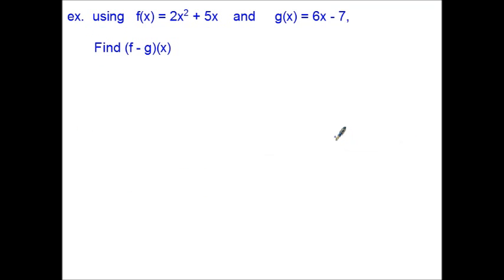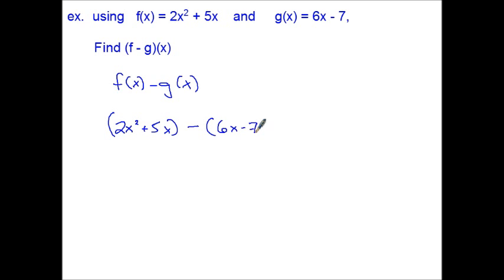Okay, I'm going to do a couple quick examples of this kind of thing. Alright, so here's our example. Using f of x is 2x squared plus 5x, and g of x is 6x minus 7, I want to do f minus g of x. So again, all that means is I want to do f of x minus g of x. And so again, I'm basically going to substitute those two expressions into the appropriate spots. So I've got 2x squared plus 5x, and then now minus, and again, please use parentheses here. We have sign issues if we don't.